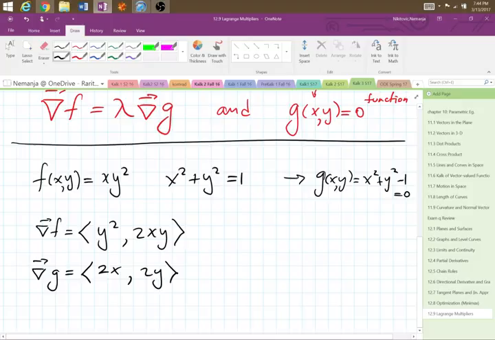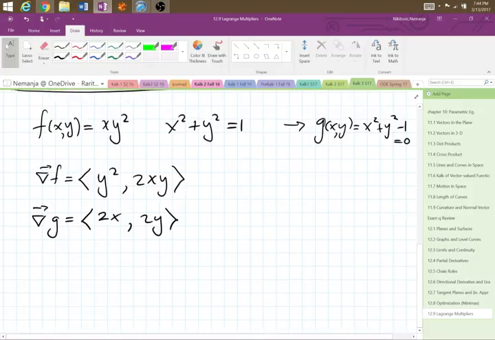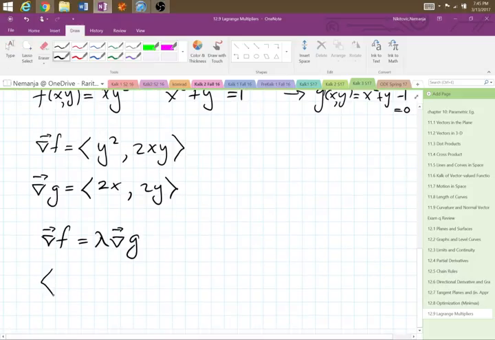And now we use the equation. This is what you're memorizing. We have the parameter lambda, that's the Lagrange multiplier. And we don't need that value. So when you hit the equations, you will try to eliminate that first, because you really don't need it. Okay, so now plug everything in. You have the vector y squared, 2xy equal to lambda times the vector 2x, 2y.